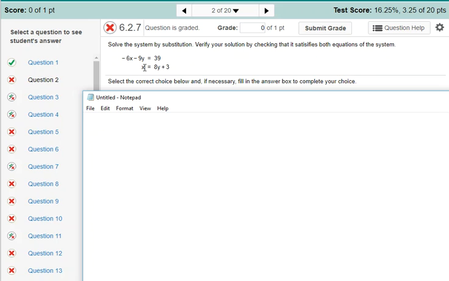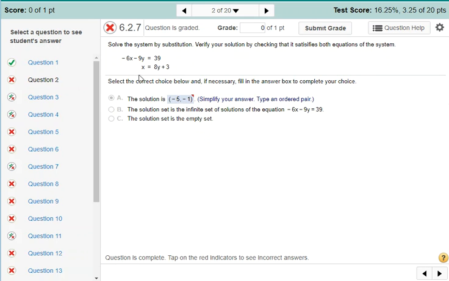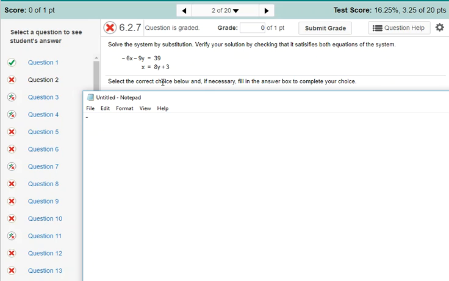In this one, I know what x is equal to already. X is equal to 8y plus 3. So I'm going to substitute that into the top equation for x. So my top equation is going to become negative 6 times the quantity 8y plus 3, then minus 9y, equals 39. So I'm going to distribute on the top equation: negative 6 times 8 is negative 48y, and then minus, I've got 6 times 3, so 18, and then minus the 9y equals our 39.